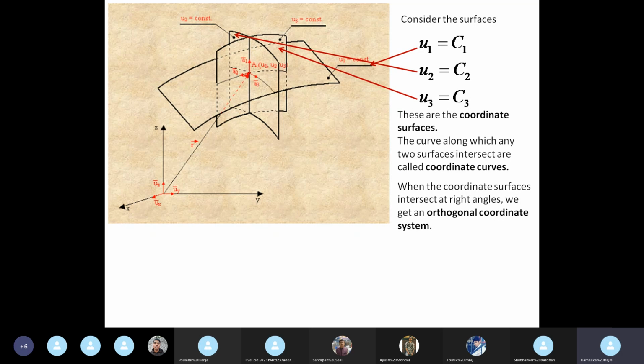Now this is a general picture. When the coordinate surfaces intersect at right angles, what we get is an orthogonal coordinate system, which happens in our Cartesian system. As I told you, it's a special case where the coordinate surfaces intersect at right angles. It might not always be the general case where they intersect at right angles. For example, in this very picture, they do not intersect at right angles. When they do intersect at right angles, we say we have got an orthogonal coordinate system.